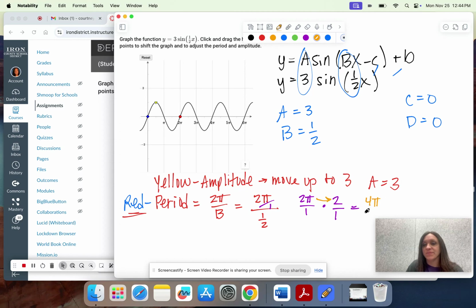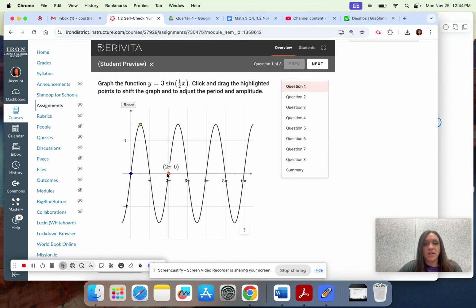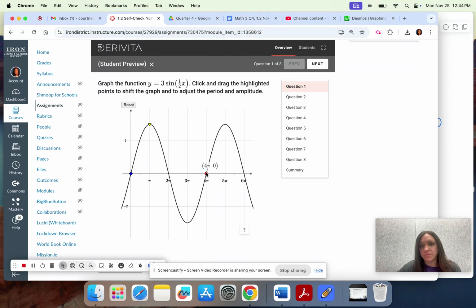So 4 pi. So that means I want the distance between this and this to be way over here at 4 pi. So I'm going to move my red dot all the way over to 4 pi. So the distance between the blue and the red is equal to 4 pi.